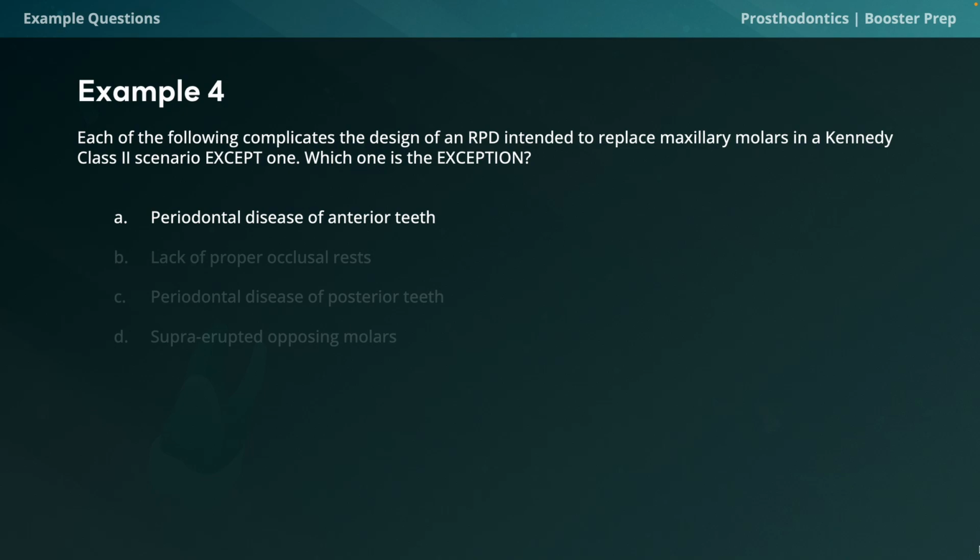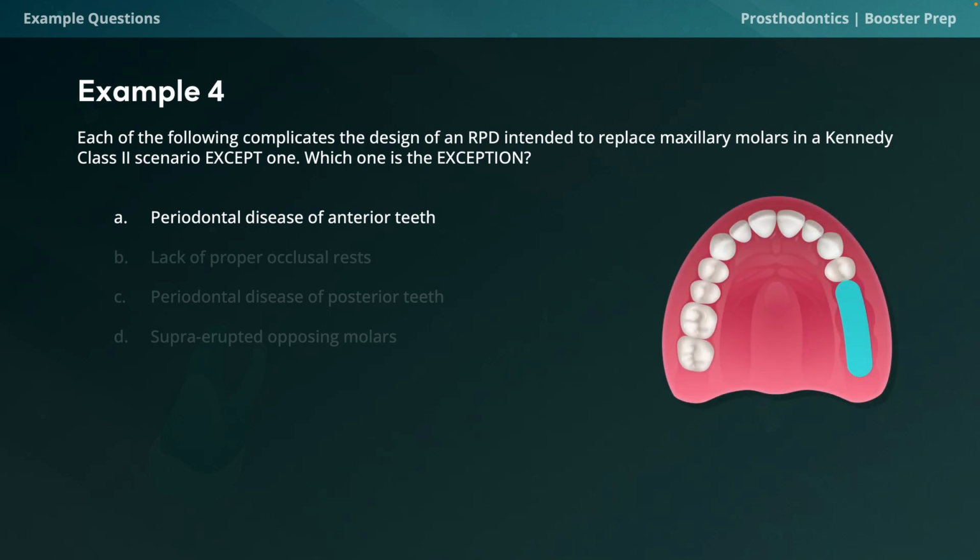This one's a bit tricky, but it's very important for you guys to understand the concepts here since I didn't discuss them directly in the video. First things first, to know which option choice will complicate the design, we need to know what the design looks like. Kennedy Class 2 cases are unilateral distal extensions, but remember guys, just because the edentulous area is unilateral, it doesn't mean our design will be.